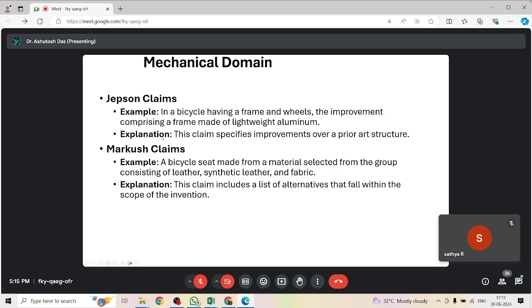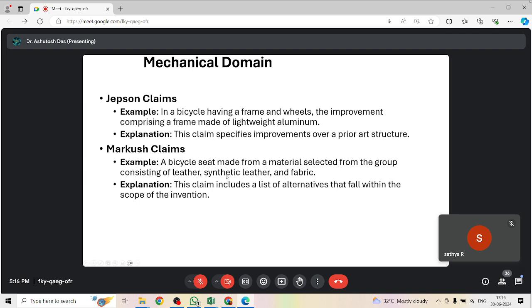Now the last two types of claims, the Jepson claim and the Markush claim. Mechanical: in a bicycle having a frame and wheel, the improvement comprising a frame made of lightweight aluminum. Now this is the improvement, Jepson claim plus improvement. Markush claim: a bicycle seat made up of a material selected from a group consisting of leather, synthetic leather, and fabric. So now you cover all three.